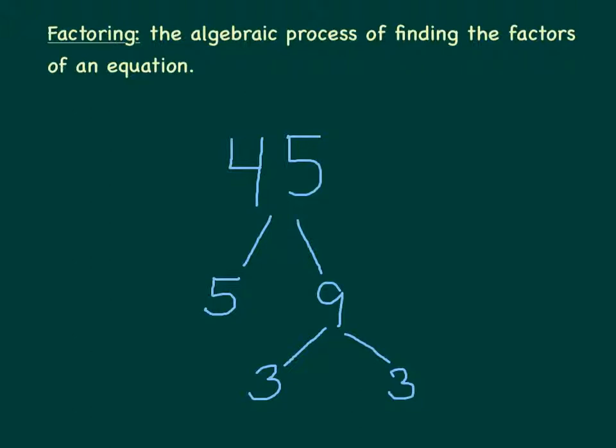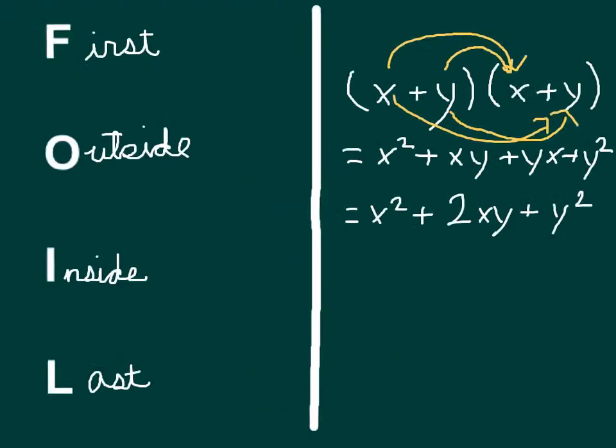Factoring is the algebraic process of finding the factors of an equation. For example, to factor the number 45, you would break it down into the numbers 5 and 9, and then you could further factor the number 9 into 3 and 3.